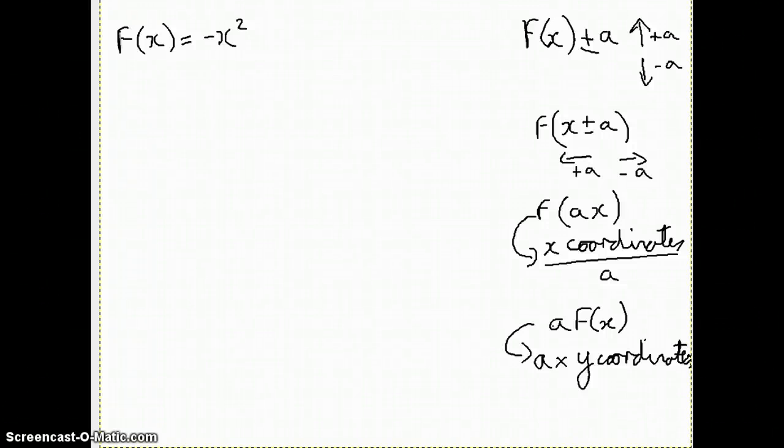Right, so we're going to have a look through the non-calculator graph test that we just did. And we're going to start off with question 1. And we're given f of x equals minus x squared to start with.